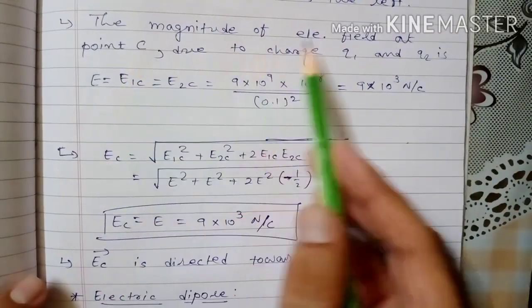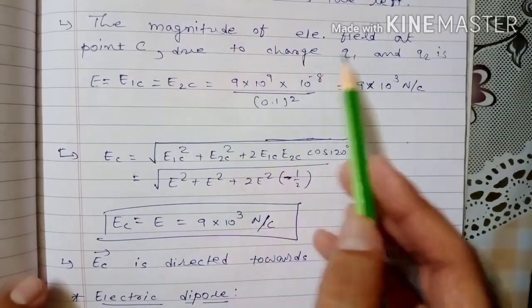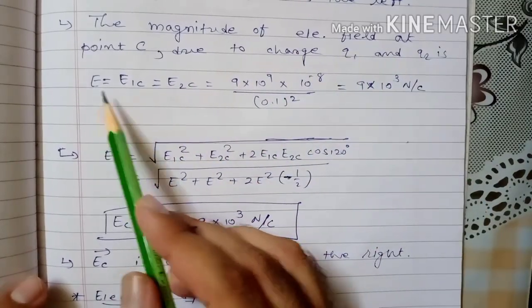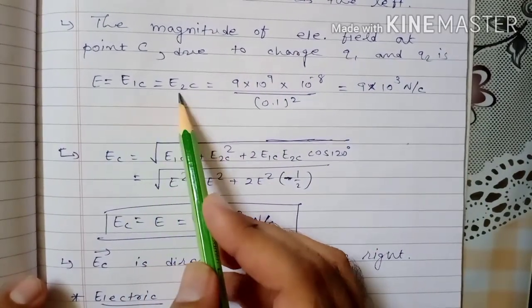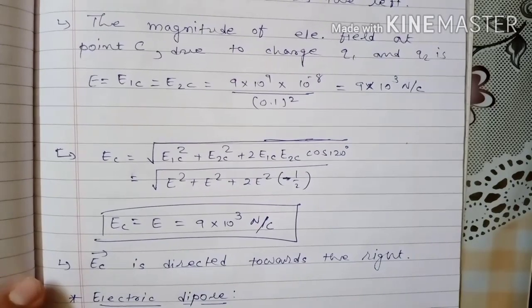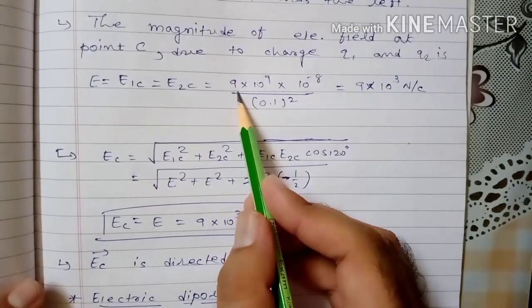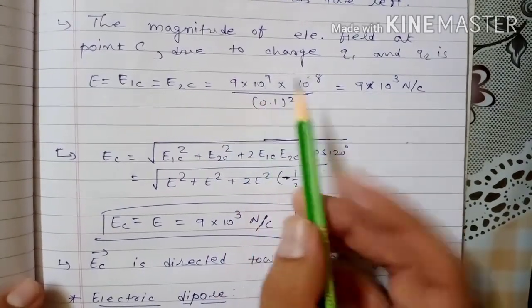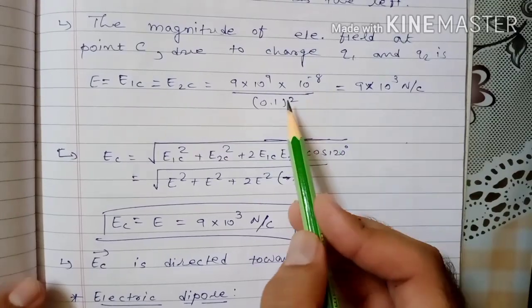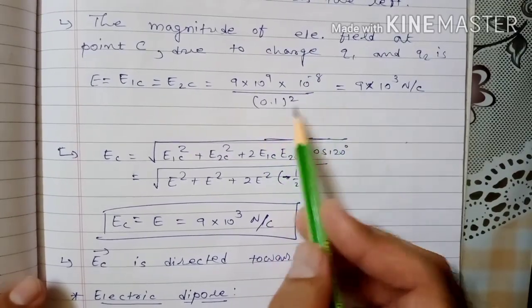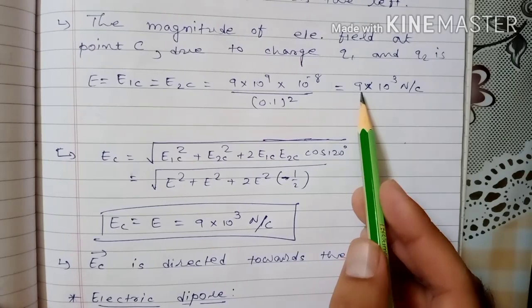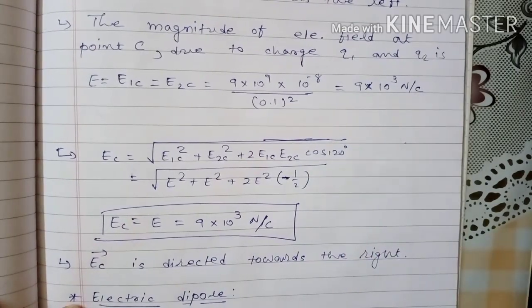The magnitude of the electric field at point C due to charges Q1 and Q2 is E equal to E1C equal to E2C. As I told you, the magnitude will be the same. 1 upon 4 pi epsilon naught is 9 into 10 raised to 9, magnitude of charge is 10 raised to minus 8, and distance is 0.1 square. Finally, we will get 9 into 10 raised to 3 Newton per Coulomb.